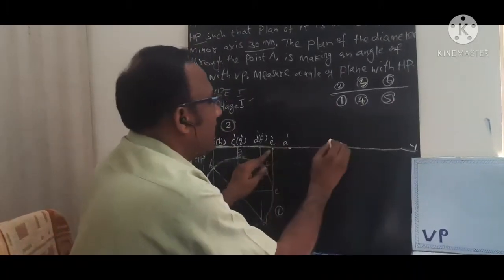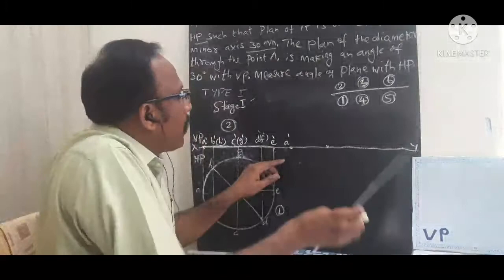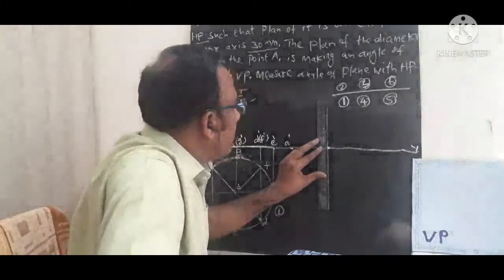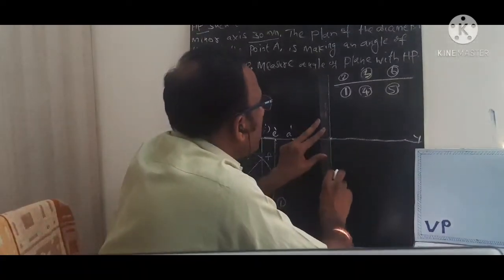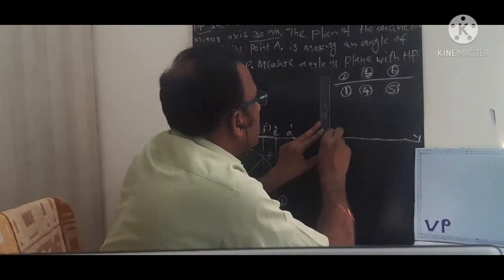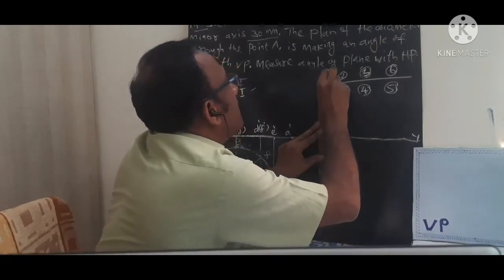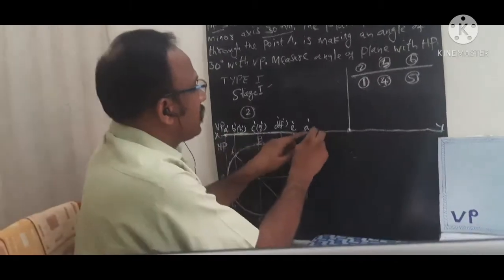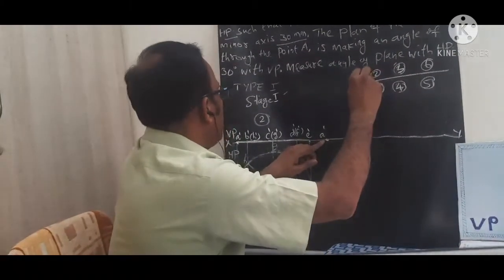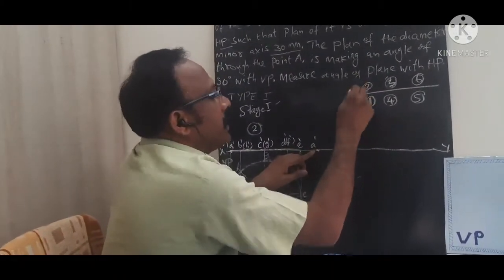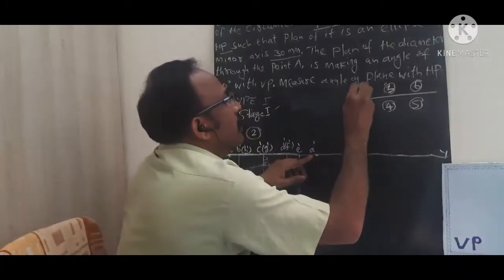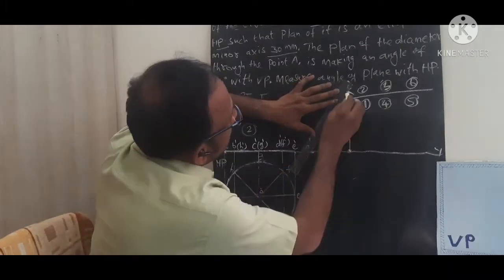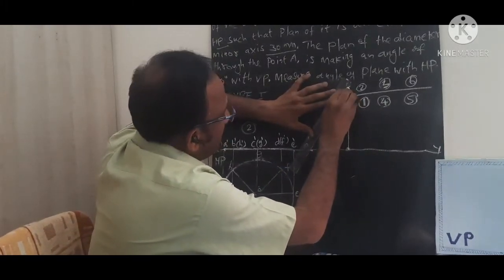From this point I need to draw one vertical line. On this line only the other end of this particular front view will come. Now I am going to take this distance A dash and E dash. From A dash I need to cut here. This point I call E dash. Now you need to join A dash and E dash. This is my second front view.